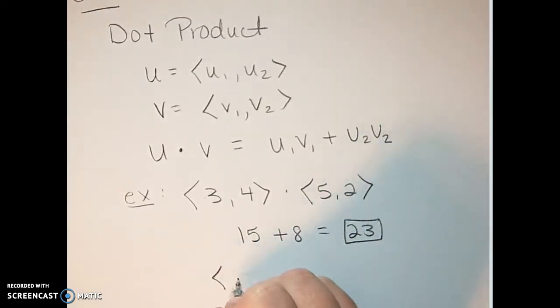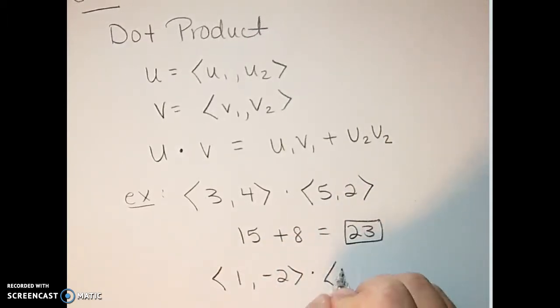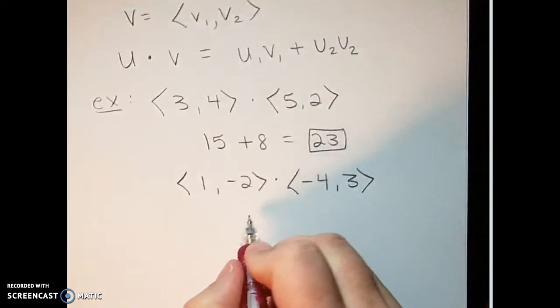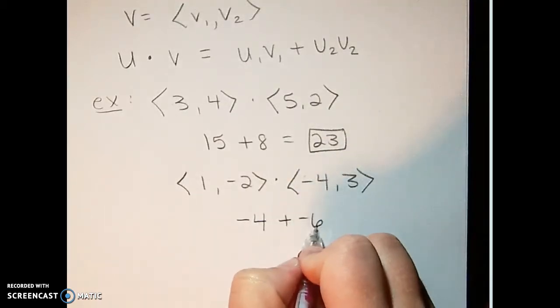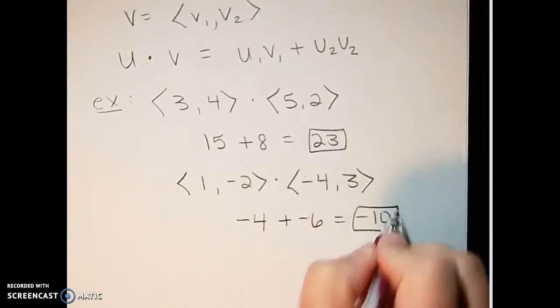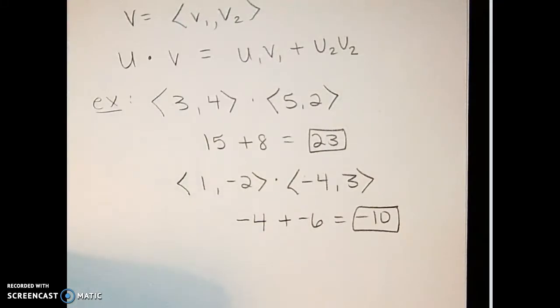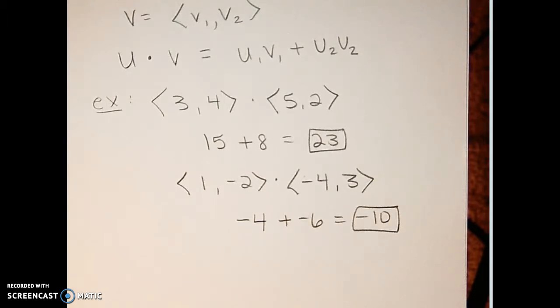You try 1, negative 2 times negative 4, 3. Pause the video, try it real quick, unpause the video, and check your answer. You should have gotten negative 4 plus negative 6, or negative 10. Remember, vectors can be written in component form, or in a linear combination, or you could be given ordered pairs and asked to find the dot product.